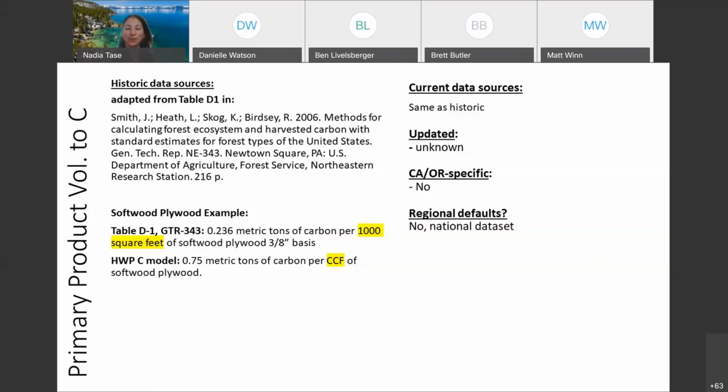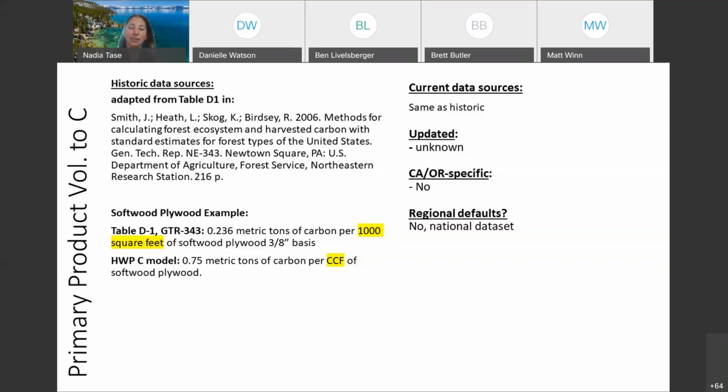And this was super confusing to me as to why our values in our tool weren't matching Table D1. And I recently sorted it out. So there's an example on this slide showing how the GTR shows that there's 0.236 metric tons of carbon per 1,000 square feet of softwood plywood on a 3/8 inch basis.